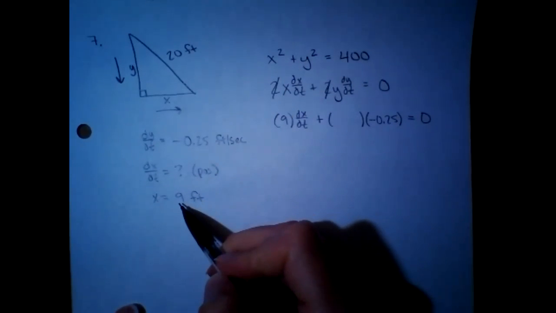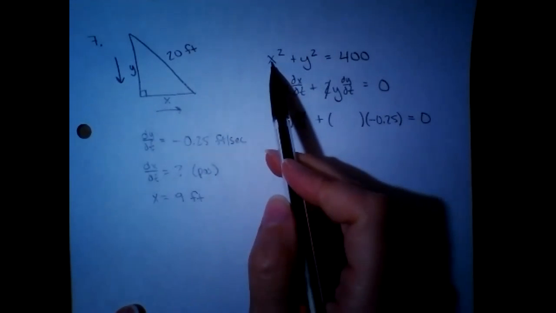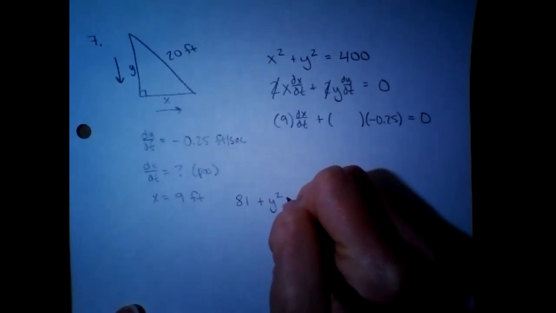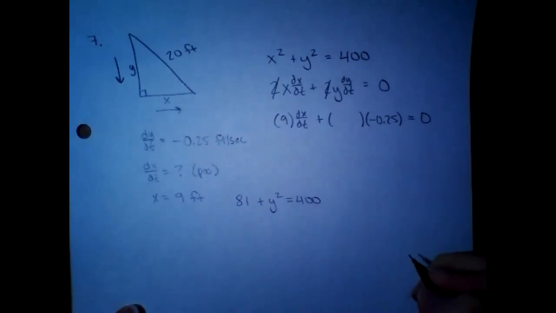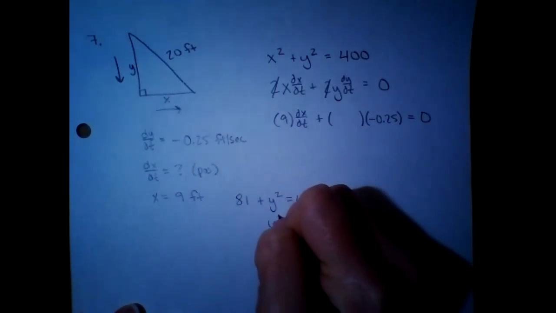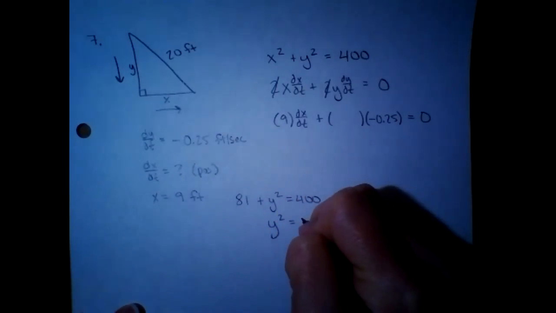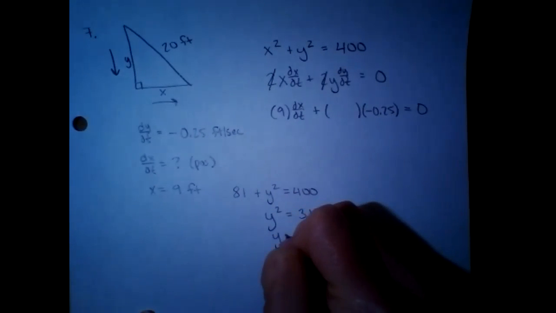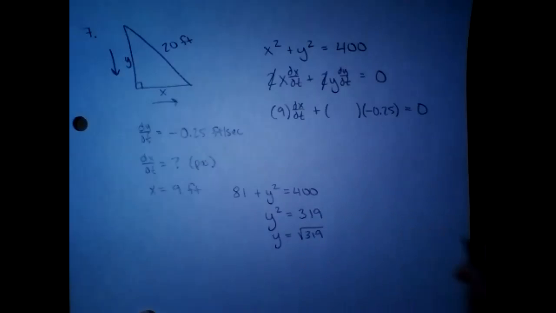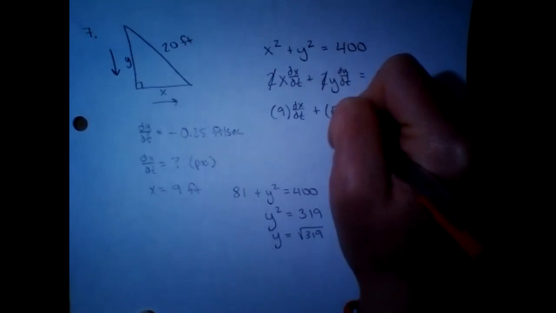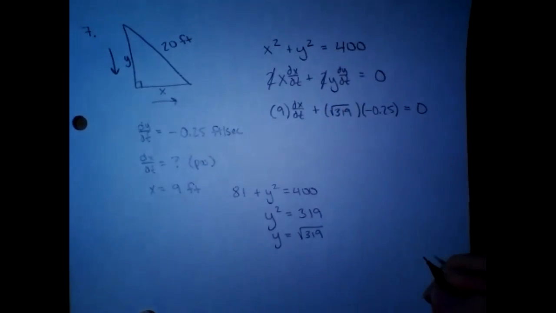So if you're missing something, you're going to go back to the original relationship and plug in what you have. So I'm going to plug in 9 for x. So 9 squared is 81 plus y squared equals 400. And I'm going to subtract the 81 over, so that's going to be 319, which is not a perfect square. So we're just going to leave it like that. Even if it was a perfect square, you could just leave it as square root of whatever. You don't have to simplify that down. You can just leave it alone.